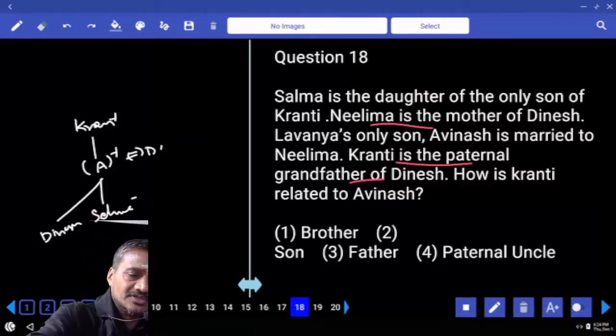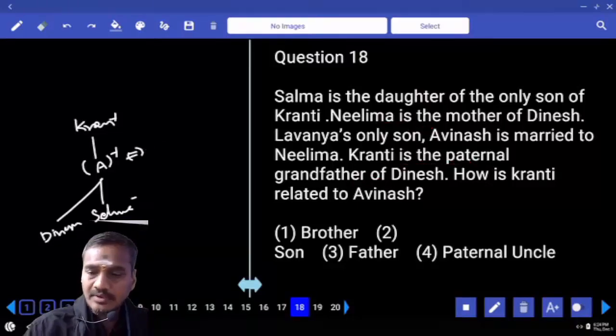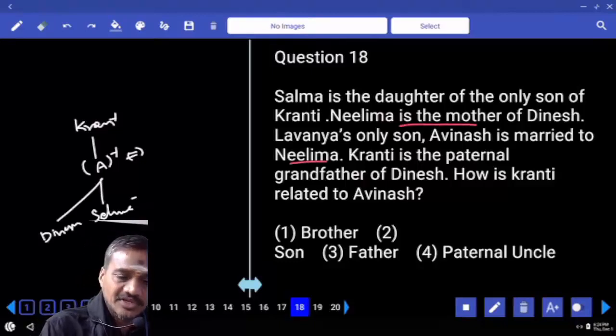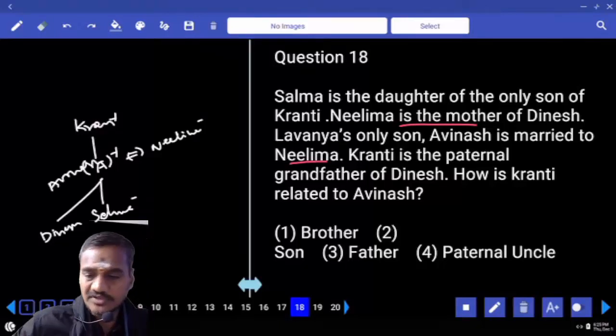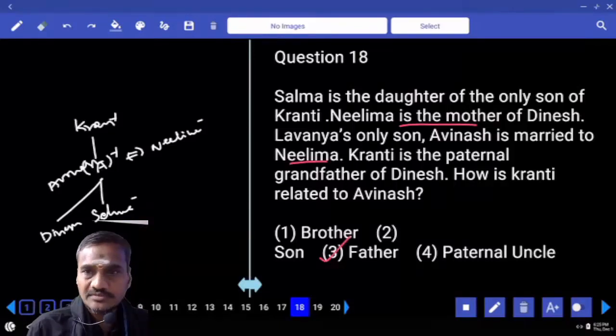It's not Dinesh, it is Neelma. Avinash is married to Neelma, and Neelma is the mother of Dinesh. So this person must be Avinash, the father. Then how is Kranti related to Avinash? Kranti is the father of Avinash, choice 3.